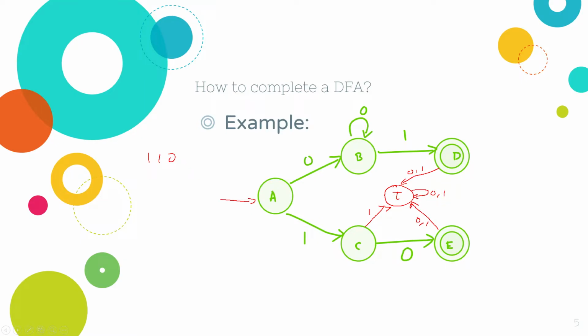So any string over here will be processed now. Let's see, we have got a string 1, 0, 1, 0. Let's say we start from A. You get a 1, you go to state C. You get a 0, you go to state E. You get another 1, you go to state T. And you get a 0, you're still in state T. Is T a final state? No, it's a trap state. So this string is not accepted. So this is how we complete a DFA that is incomplete.